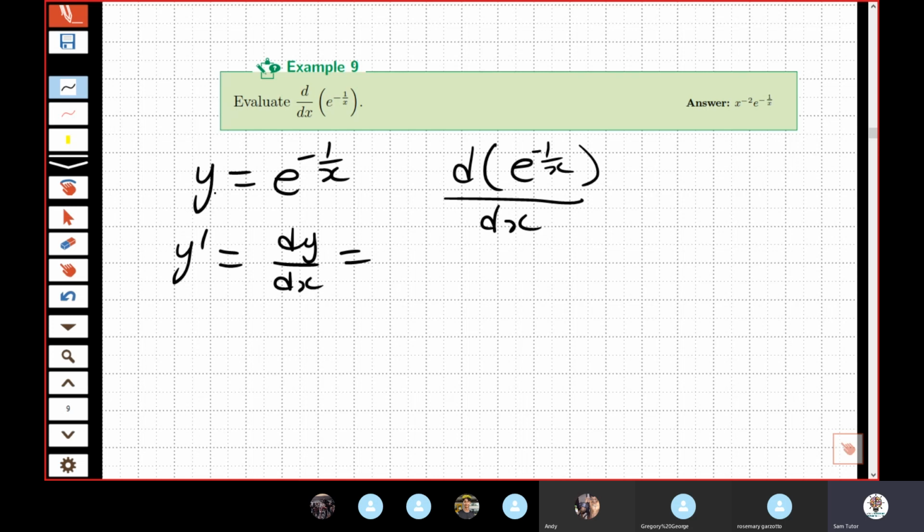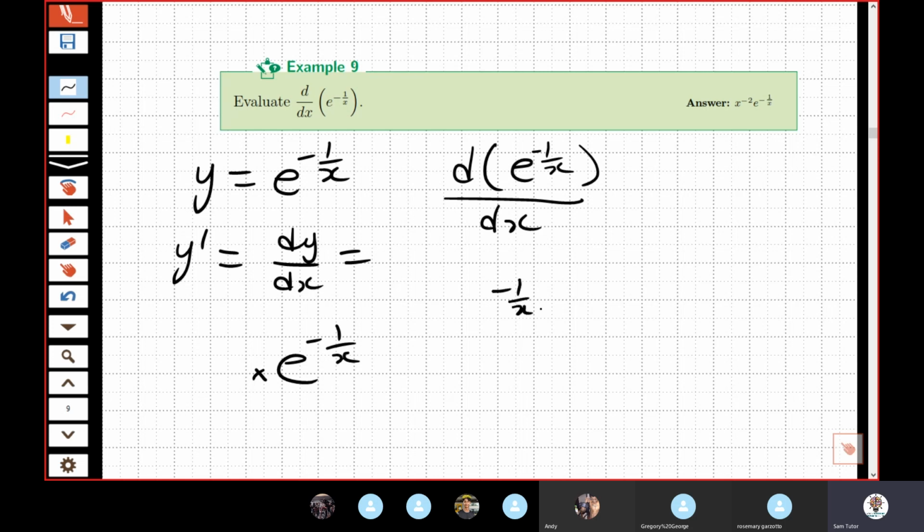So the way you're meant to read it is, okay, y is this, and you're asking me to find dy on dx. So when we write d of something on dx, it just means differentiate this. So differentiate an exponential. Well, the exponential is an exponential, so that just becomes e to the power of -1 on x times the derivative of -1 on x.